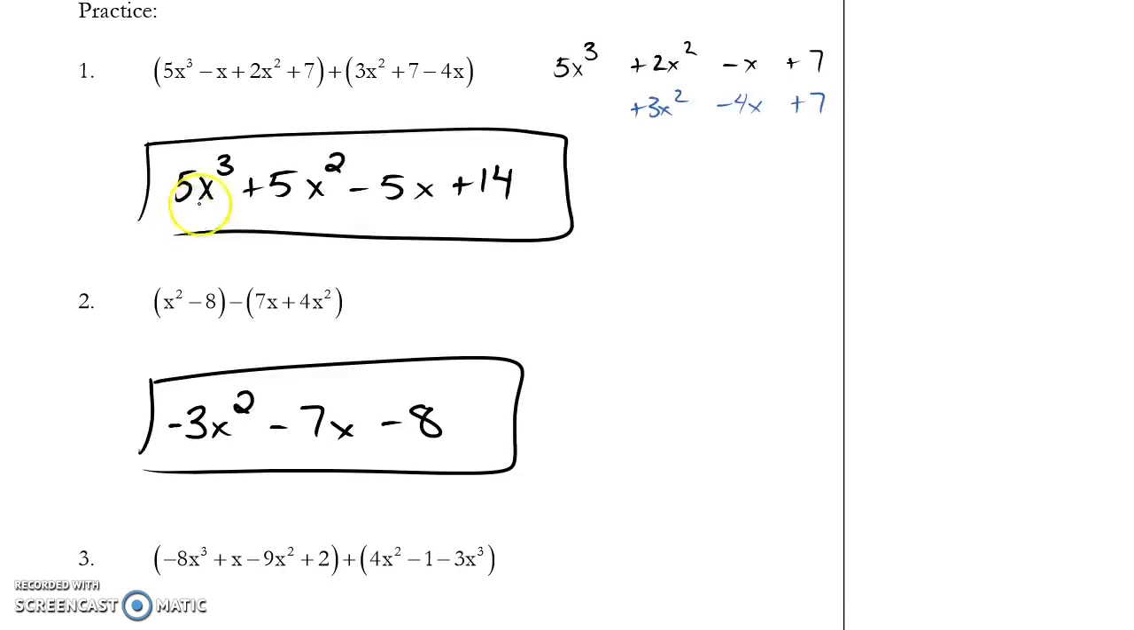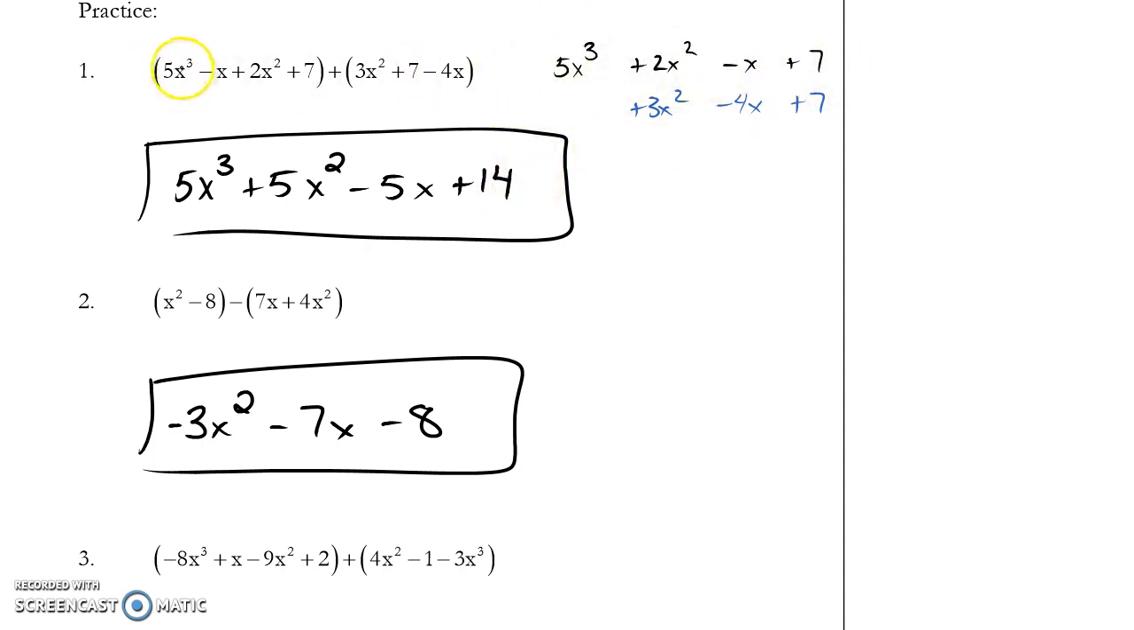So for number 1, we should have 5x cubed plus 5x squared minus 5x plus 14. The order does matter. We want this in descending order. That's standard form. Standard form is to have your largest exponent term first, second largest, third largest, constant term should always be last. Notice on number 1, I grouped these.